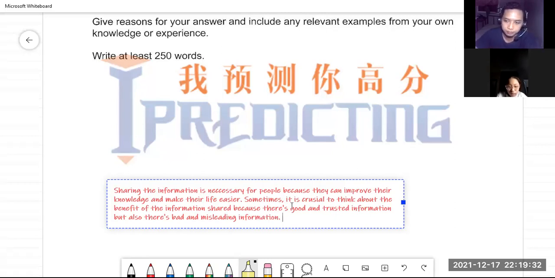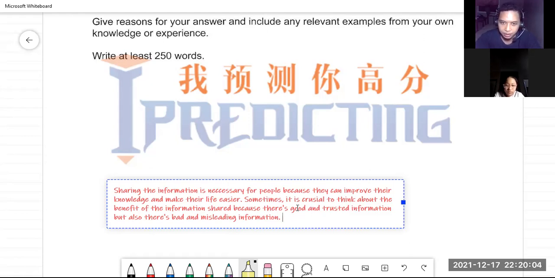So sharing the information is necessary for people because they can improve their knowledge and make their life easier. Sometimes it is crucial to think about the benefit of the information shared because there's good and trusted information, but also there's bad and misleading information. Okay. So you have made the opening.